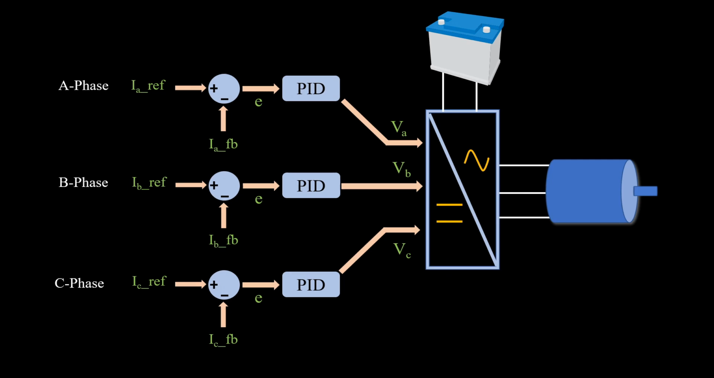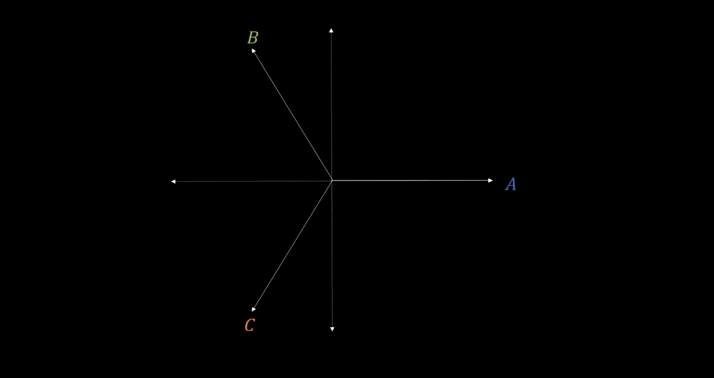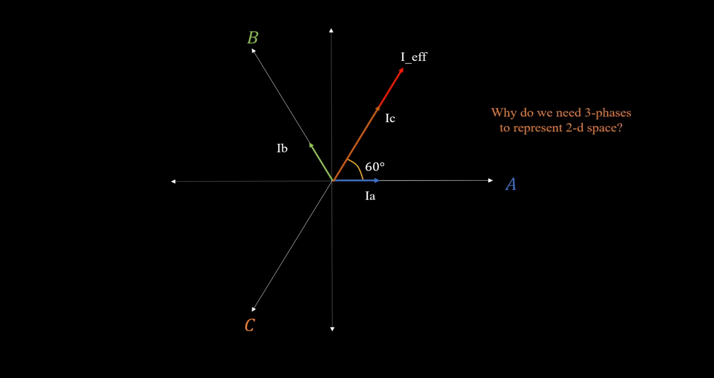Let us bring our space vectors back to simplify things. We have seen earlier that we can represent three phases 120 degrees apart in space. Also, we can denote the sinusoidal currents as vectors. But why do we need three vectors to represent 2D space? I'm sure we can do it with only two reference axes. Let us call them alpha and beta.